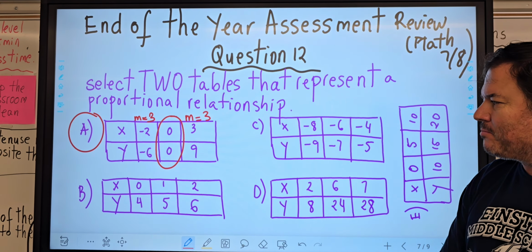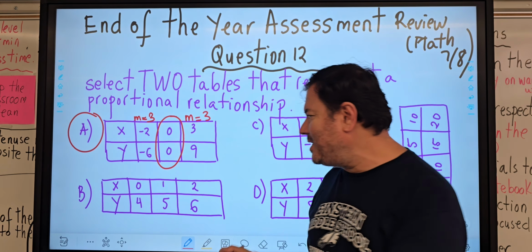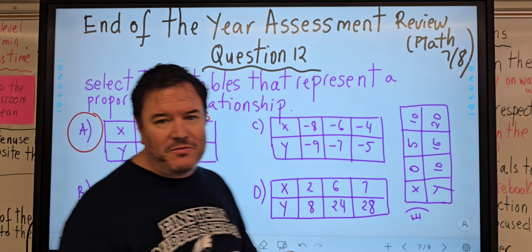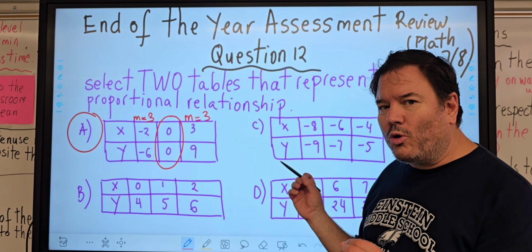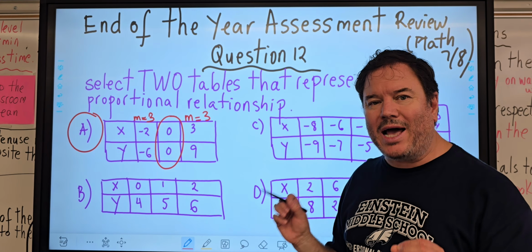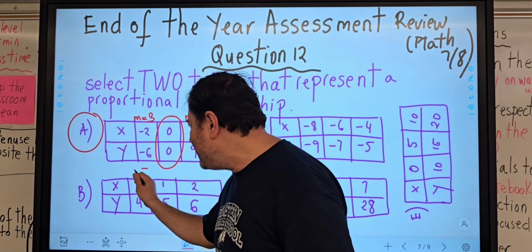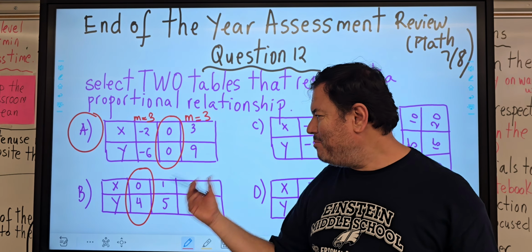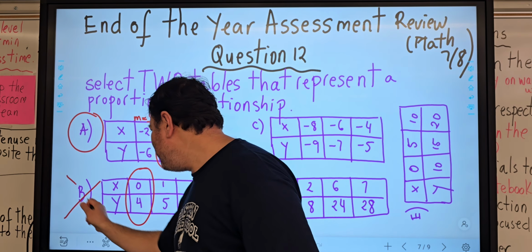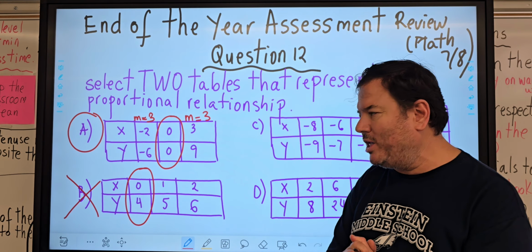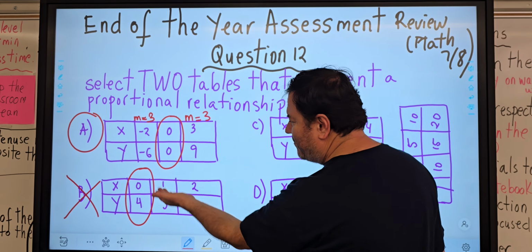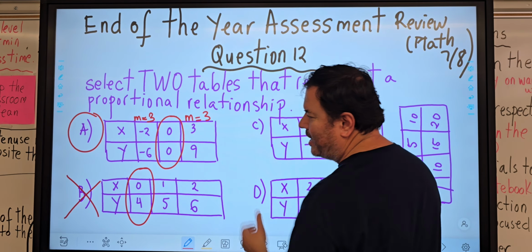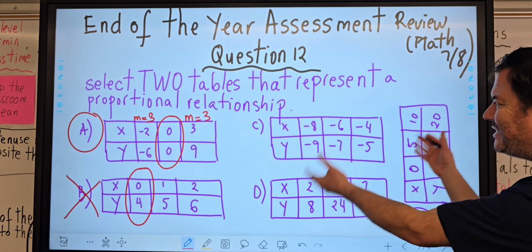Let's check B now. If we look at B, we see that when x equals 0, y is 4. So when we graph that in the coordinate plane, we know that it crosses the y-axis at 4. Therefore, it does not go through the origin, and thus B cannot be the answer. If we also check, 5 divided by 1 is 5, 6 divided by 2 is 4. Different slopes.